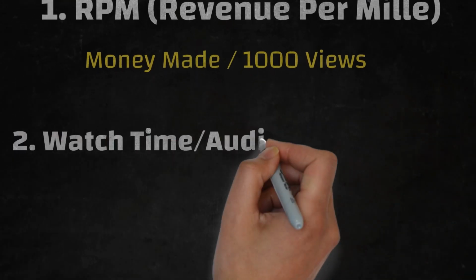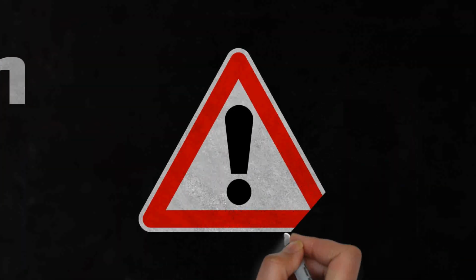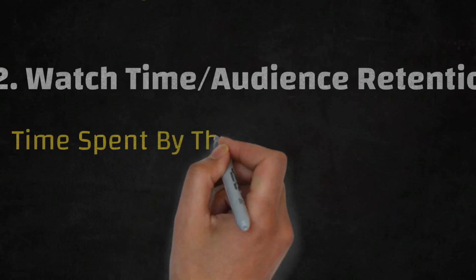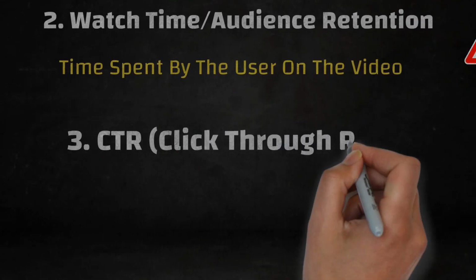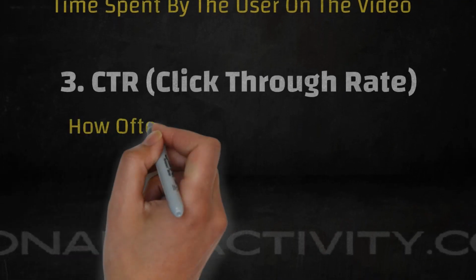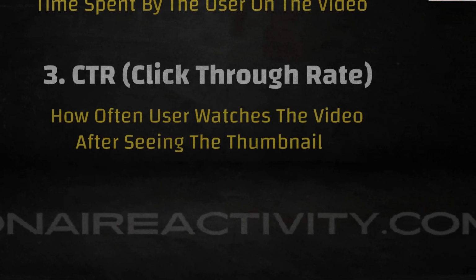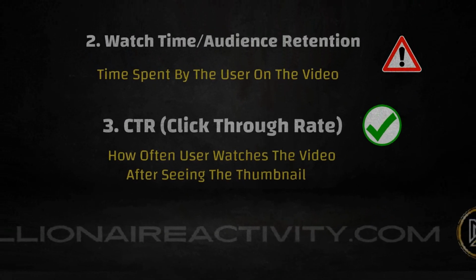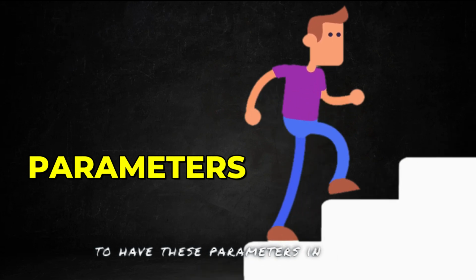2. Watch time or audience retention. The most critical analytic on the YouTube platform, as it shows how much time the viewer spends on the video. 3. CTR or click-through rate. This shows how often the viewer sees the video after seeing the video's thumbnail. Keep this detail, we will need it for later. So every step we make, we need to have these parameters in mind.